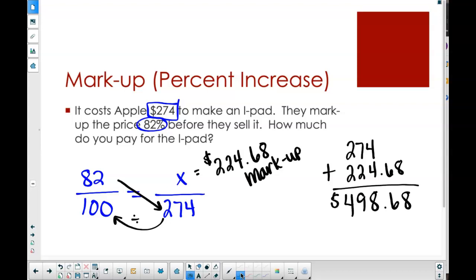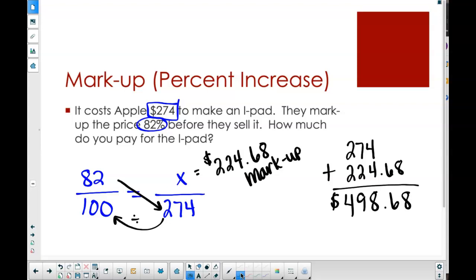So you are paying $498.68 for that iPad. Does that seem about right? Probably. About $500. Okay? Depending on how much memory and everything else the iPad has. Now, that's also why they can mark it on sale.